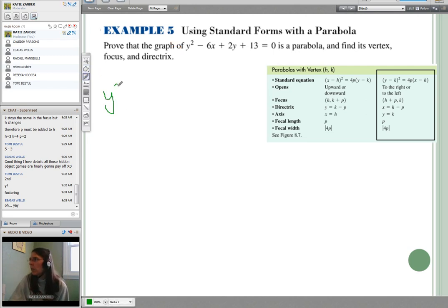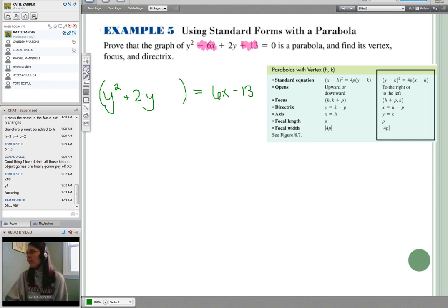So we're going to keep the y squared. I'm going to keep the plus 2y, but I'm going to move everything else to the other side. So I'm going to move the minus 6x over by adding it. And I'm also going to move the constant of 13 over by subtracting it. All right, so now to complete the square on the left-hand side, it helps if I put parentheses here.